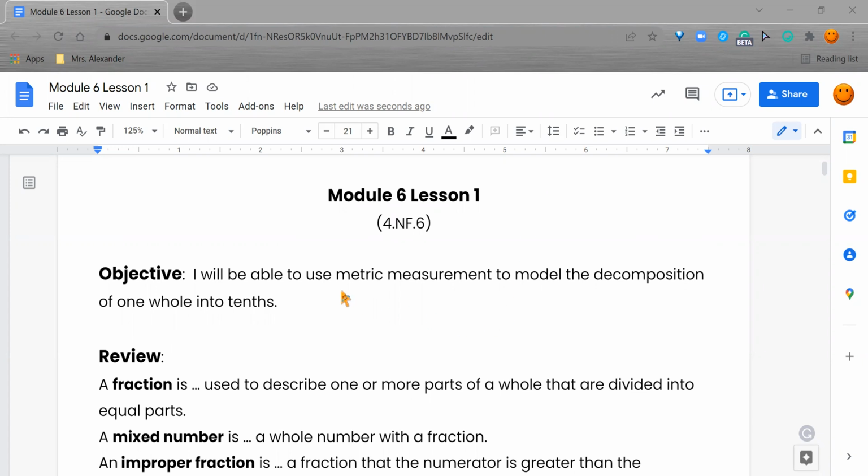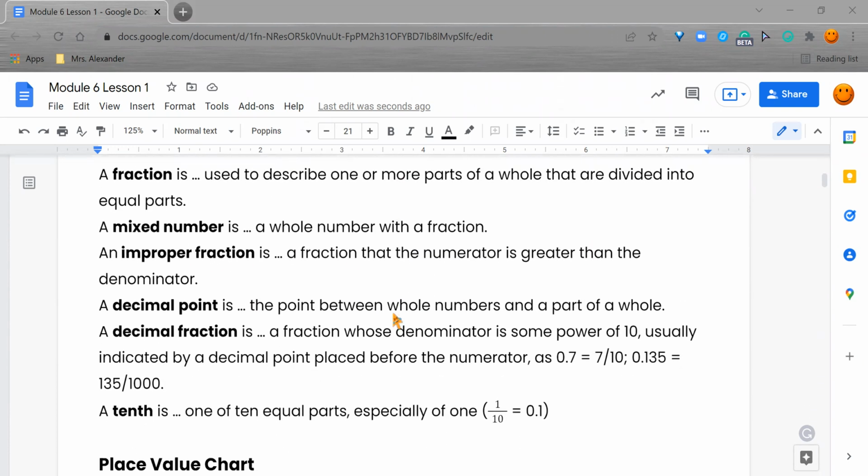Our objective is to be able to use metric measurement to model the decomposition of one whole into tenths. Let's quickly review our vocabulary words.